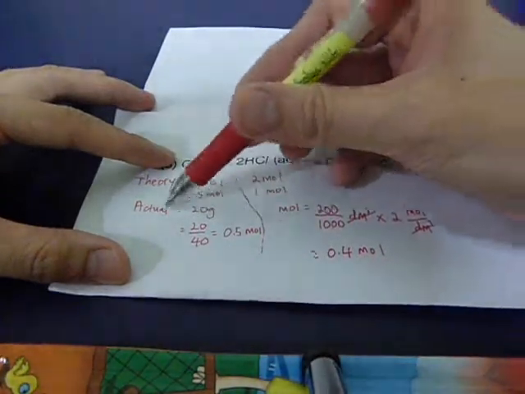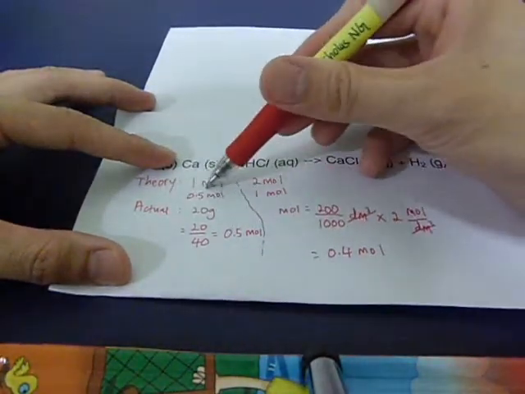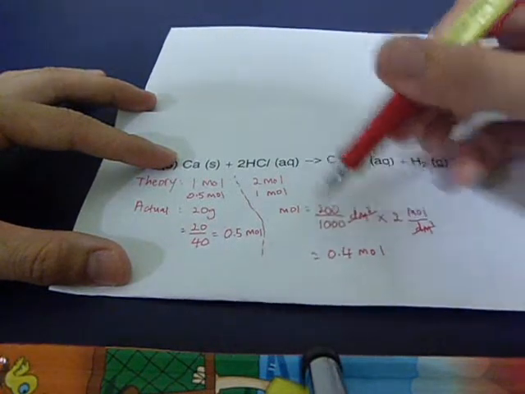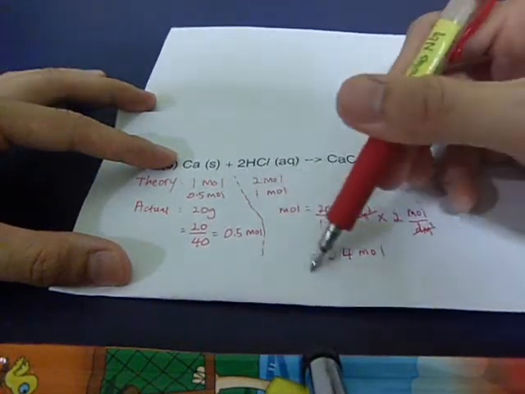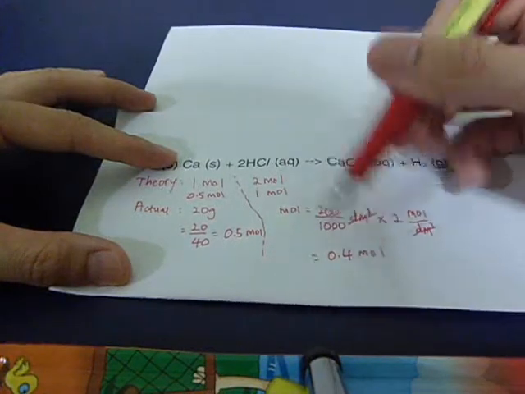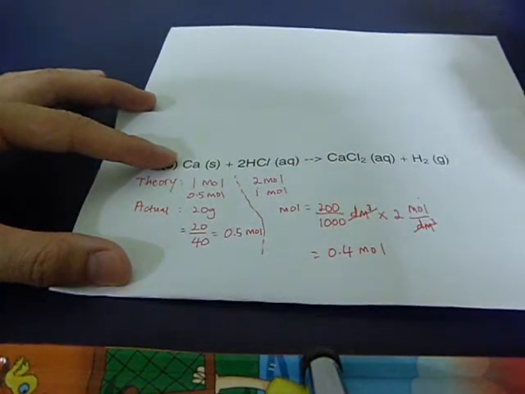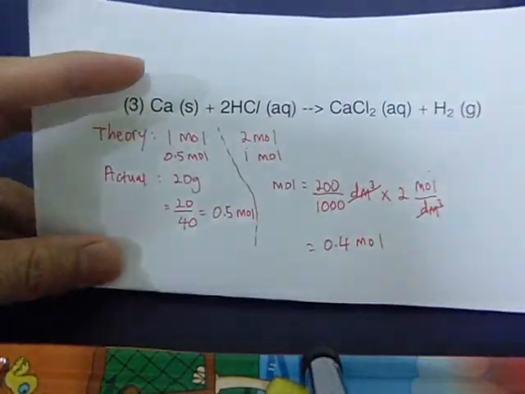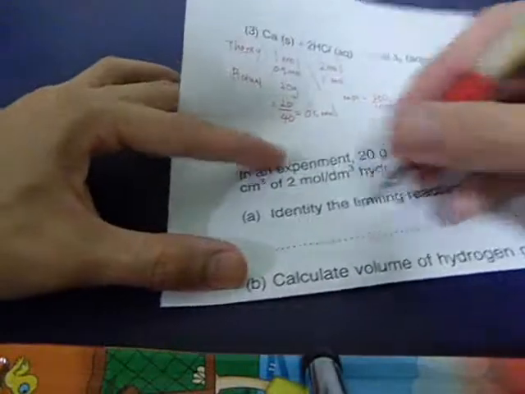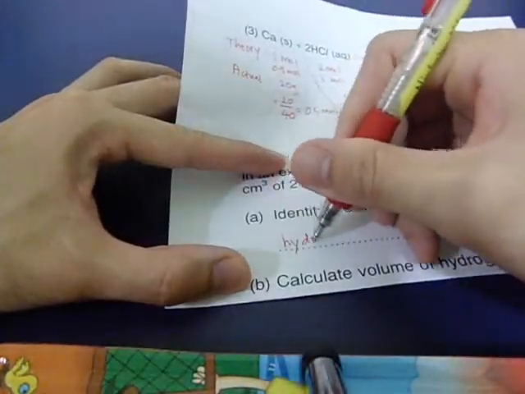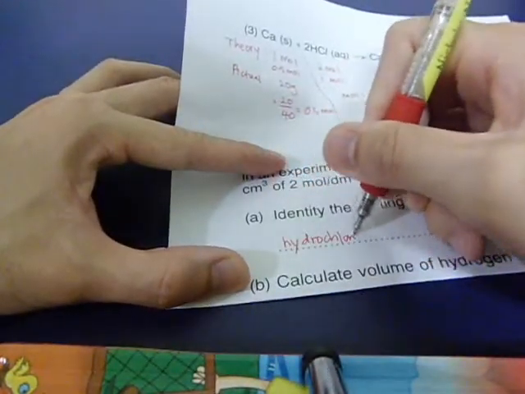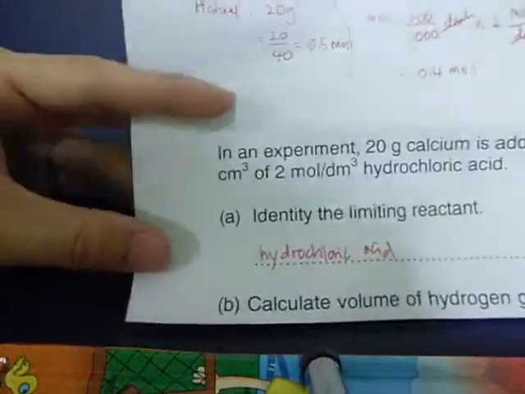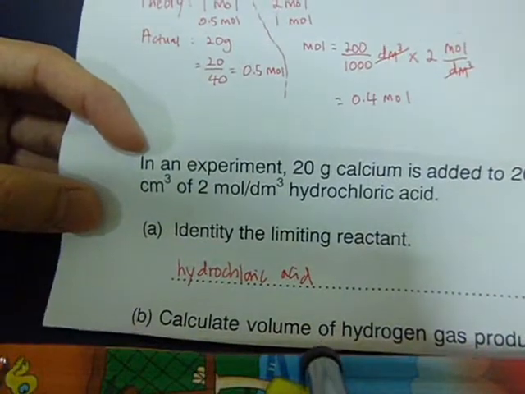But now, how many mole of HCl do I have? Now, I have 0.5 mole of calcium, but I only have 0.4 mole of HCl. By right, I need 1 mole. Now, I have 0.4 mole. 0.4 mole is less than 1 mole, therefore your HCl is your limiting reactant. So your limiting reactant is your hydrochloric acid.